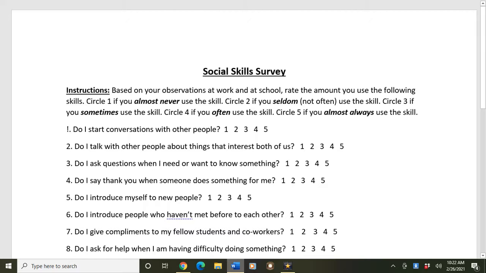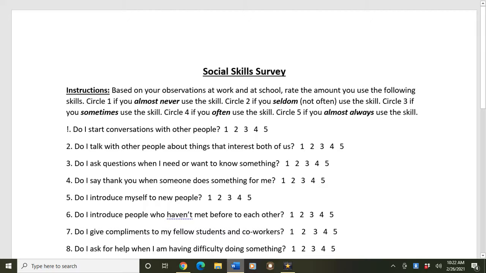What I want you to do is think about how often you, for example, start conversations with other people. If you almost never do it, only very, very rarely, then you circle the 1 or mark the 1 somehow. If you do it seldom or not very often, that's a 2. If you do it sometimes, or you can't really decide how much you use it, that's a 3. If you do it often or most of the time, that's a 4. Or if you do that skill almost always in the correct social situations, then that's a 5.